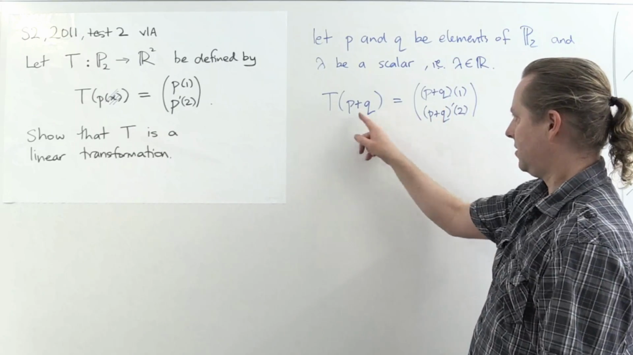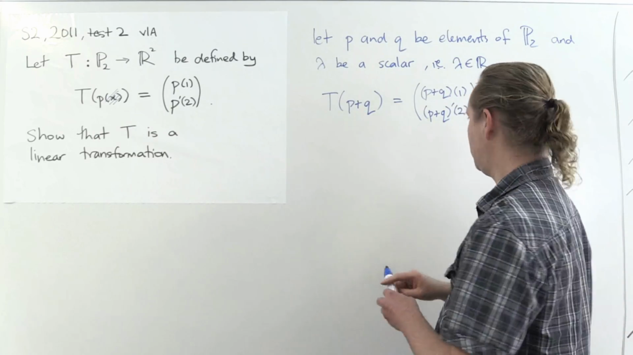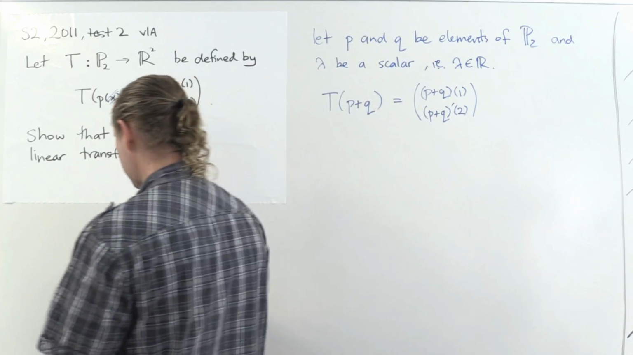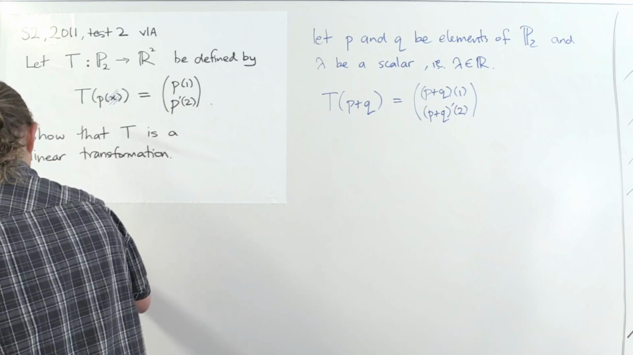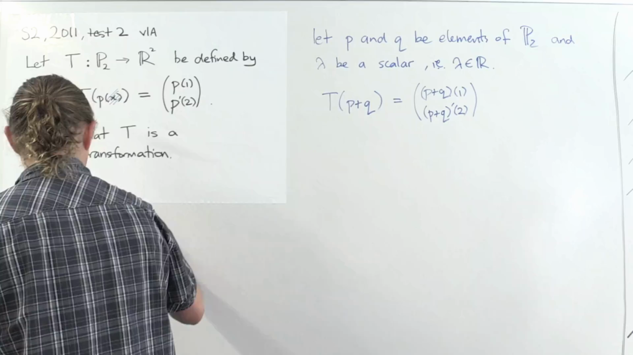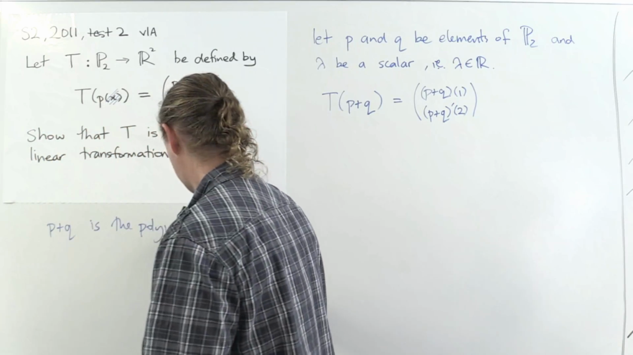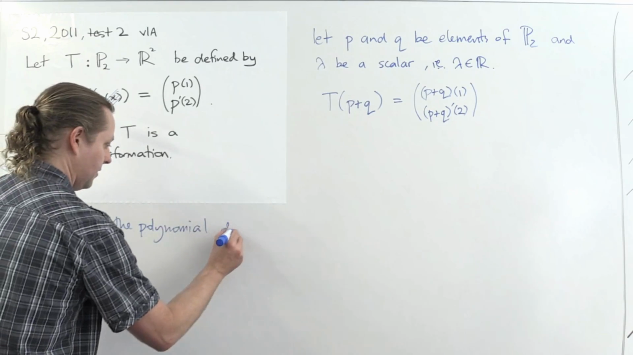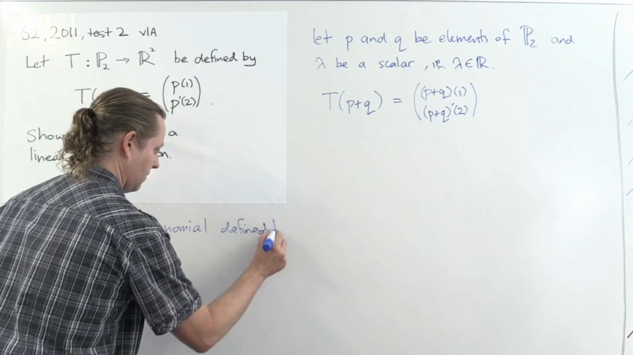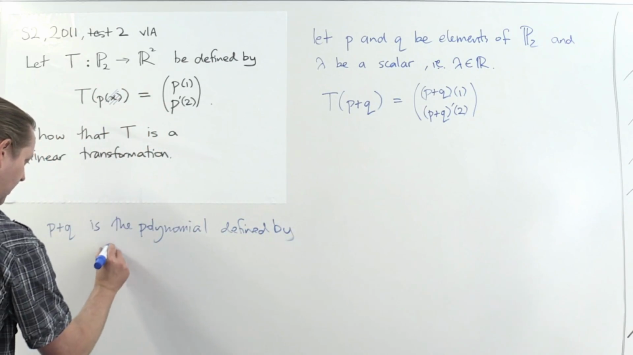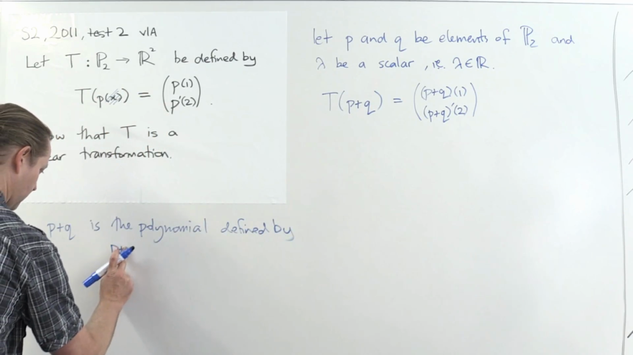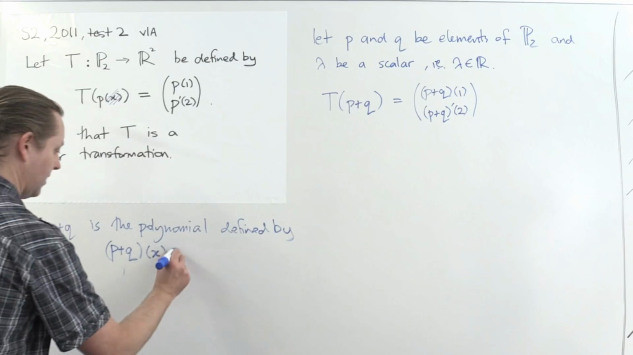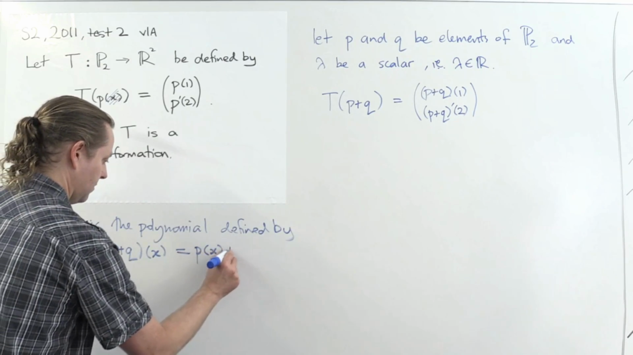Okay, now what does this actually mean when P and Q are polynomials? I might just write something perhaps down here to say what I mean by that. P plus Q is the polynomial defined by, this is the way it acts. This is how you evaluate it, I should say. P plus Q evaluated at x is P of x plus Q of x.